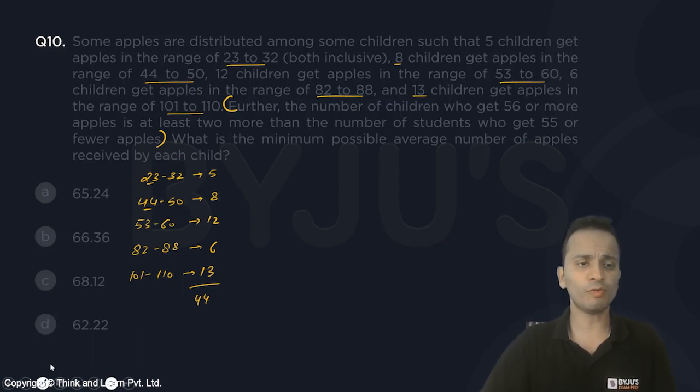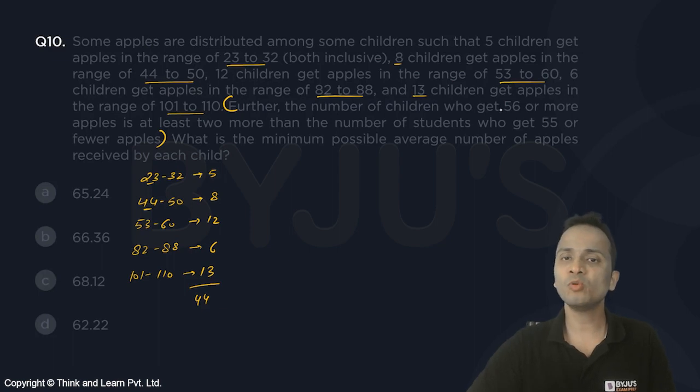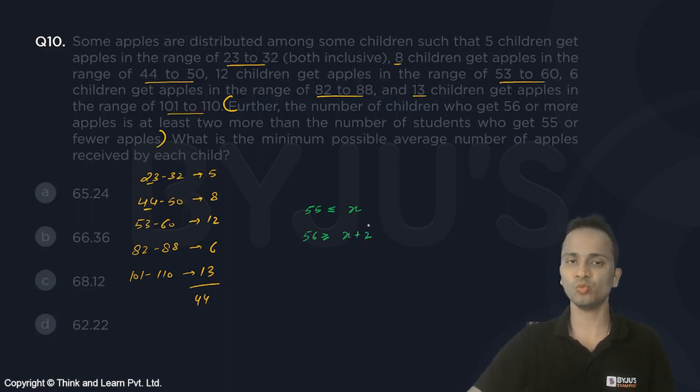Further, I'll have to take care of one condition, that the number of children who get 56 or more, that means greater than equal to 56, is at least 2 more than the number of students who get 55 or less than equal to 55. So if 55 or less the number of children is x, then 56 or more the number of children will be x plus 2.